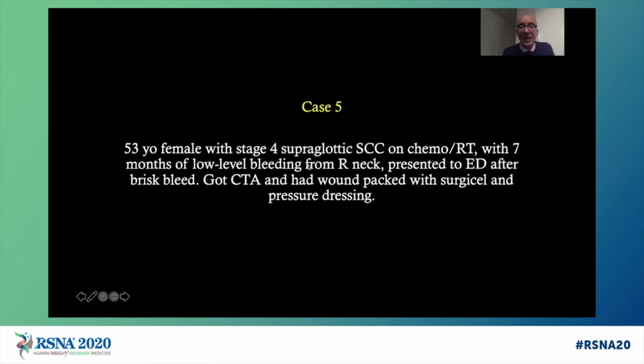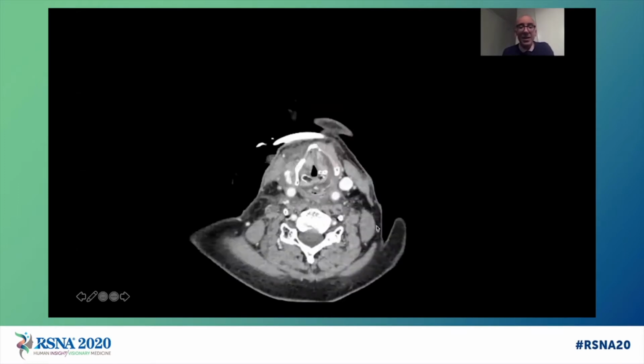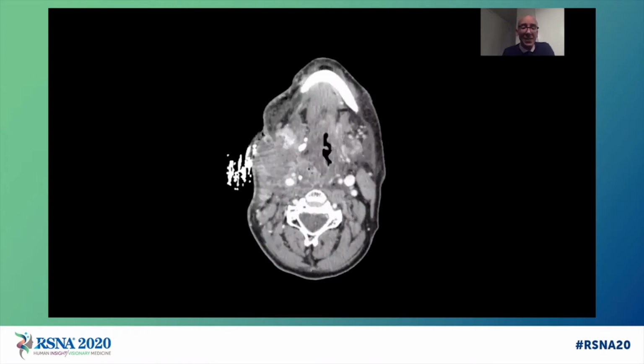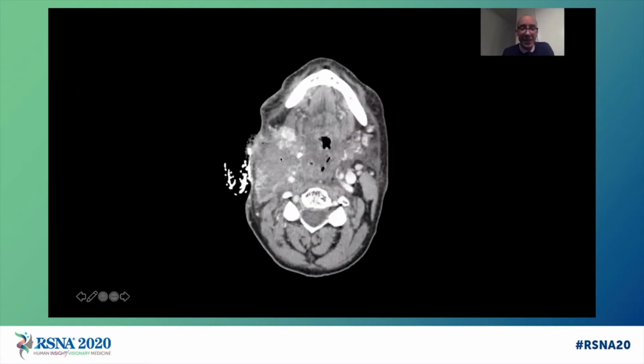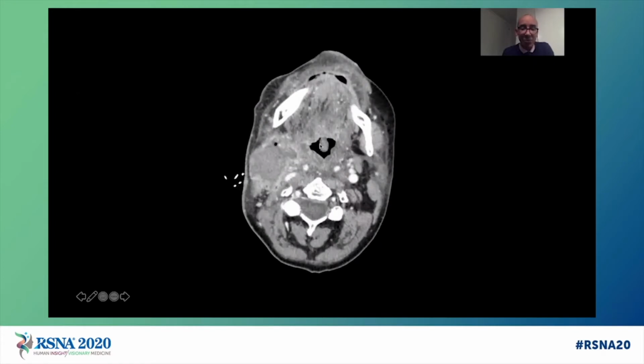53-year-old woman, stage 4 supraglottic squamous cell carcinoma. She had long-standing low-level bleeding from the right neck, but came to the ED after a larger episode of hemorrhage. So for her CTA, I'm showing you the venous phase first in soft tissue windows so that we can see what's going on. Large mass in the right neck, necrotic. There's surrounding enhancing soft tissue at the periphery of the mass. There's gas within the mass, probably due to a communication with the pharynx.